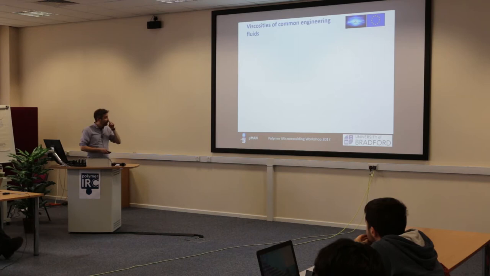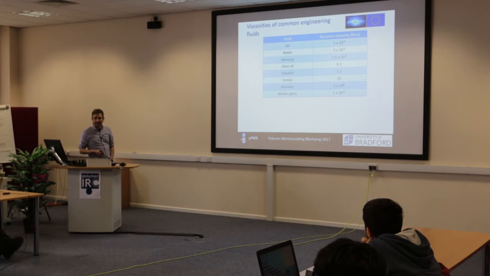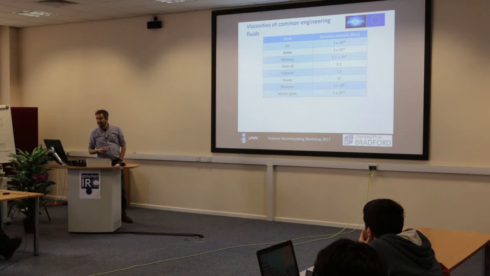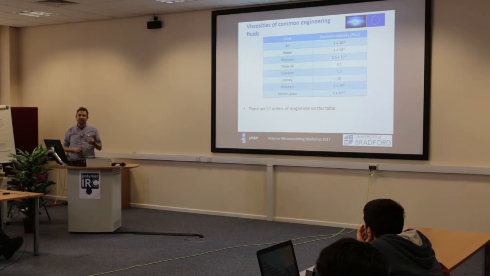If we just look at the viscosities of common materials, I've written common engineering fluids. You'll note honey probably isn't a common engineering fluid, but it is a fluid all the same. If you look at the range of dynamic viscosities in Pascal seconds that we can be looking at as engineers, you can go from air, as a fluid, at 1 times 10 to the minus 5, all the way up to 1 times 10 to the 12, okay, for the viscosity of molten glass. Now, polymers are traditionally somewhere between honey and bitumen, okay? It's not a hardness scale or anything. Honey, polymers, bitumen, doesn't work like that, okay? But there's 17 orders of magnitude here that we can play around with, and they are related to the solid behavior as well, okay?